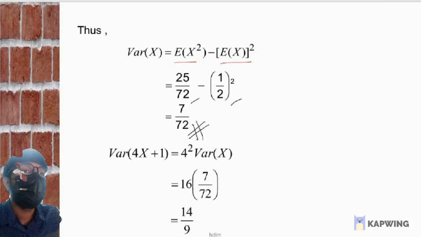Then we need to find the variance of X plus 1, which is 4 squared times the variance of X, as this is the property of the variance. It equals 16 times 7 over 72. So the answer should be 14 over 9.